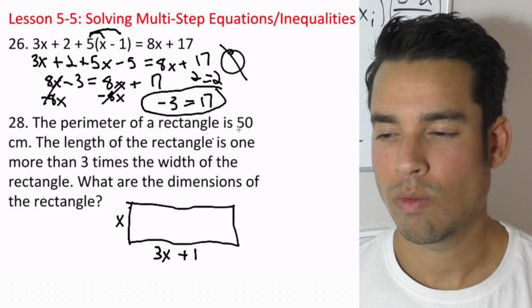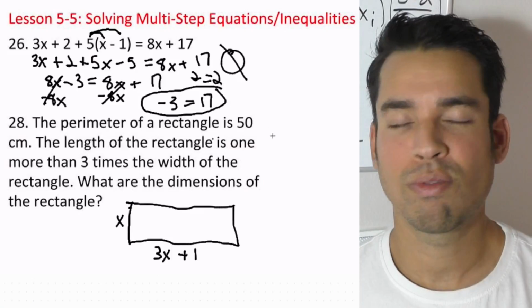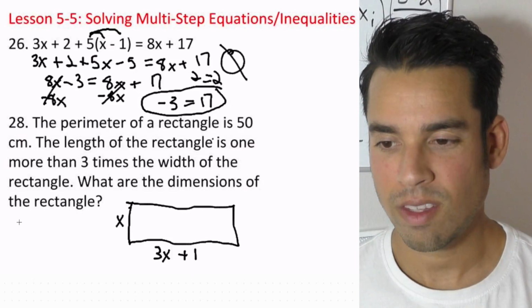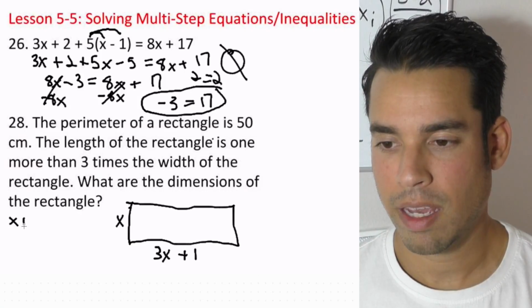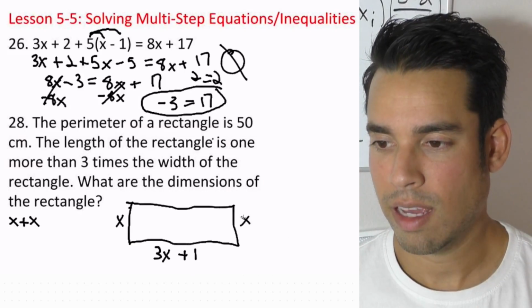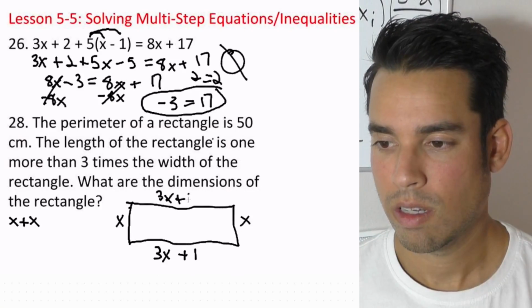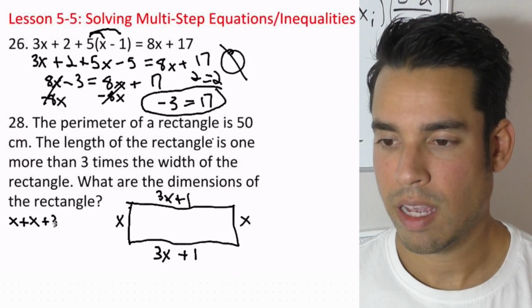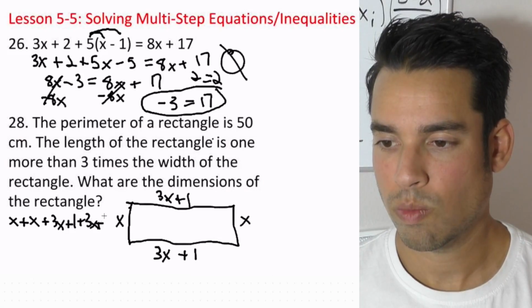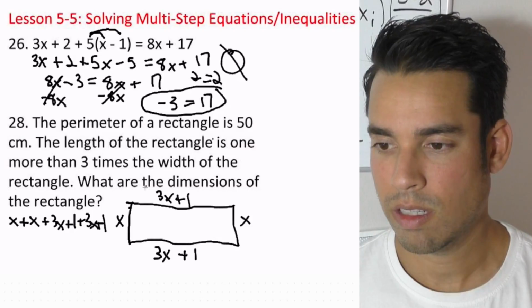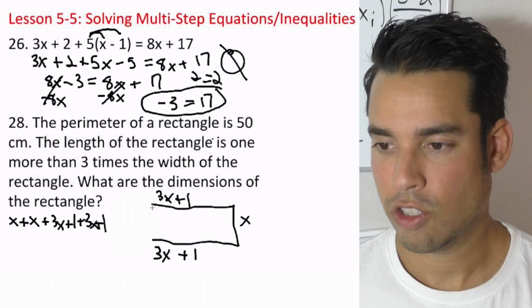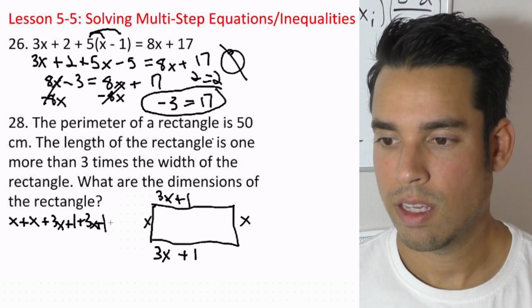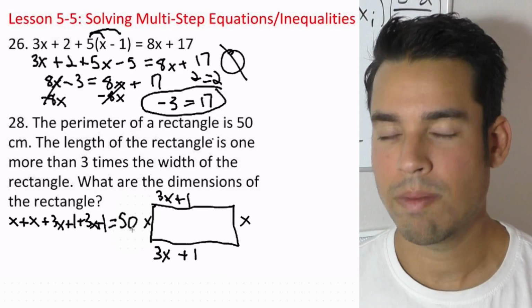Now, how do we figure out what these dimensions are? Well, we also know the perimeter is 50, right? We know that perimeter is just everything added up, x plus x, right? This side is x, this side is 3x plus 1, plus 3x plus 1. Let me make some room here. We don't need this anymore. Equals 50. That's our perimeter, right?